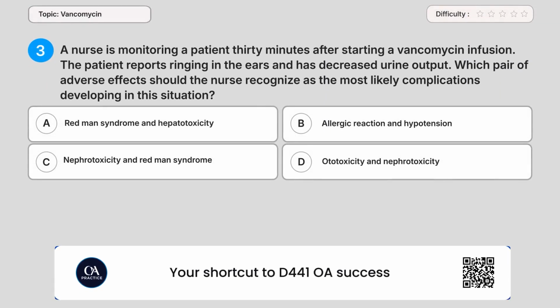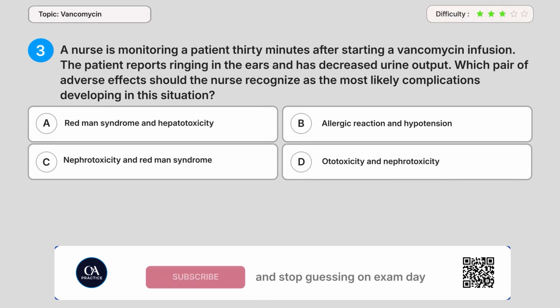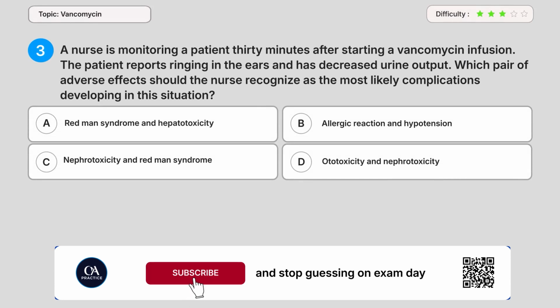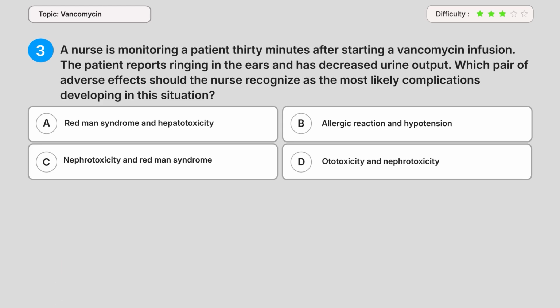3. A nurse is monitoring a patient 30 minutes after starting a vancomycin infusion. The patient reports ringing in the ears and has decreased urine output. Which pair of adverse effects should the nurse recognize as the most likely complications developing in this situation? A. Red man syndrome and hepatotoxicity. B. Allergic reaction and hypertension. C. Nephrotoxicity and red man syndrome. D. Ototoxicity and nephrotoxicity.